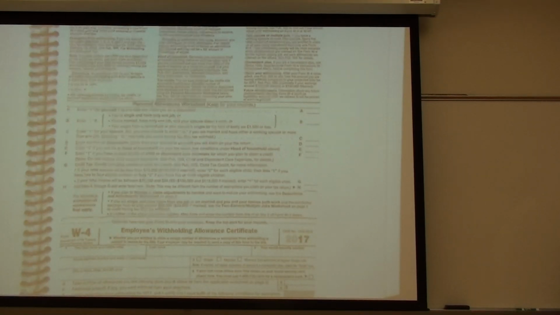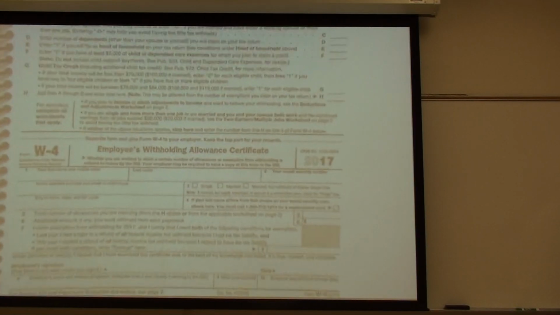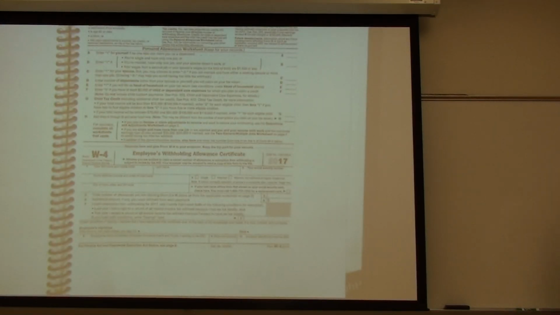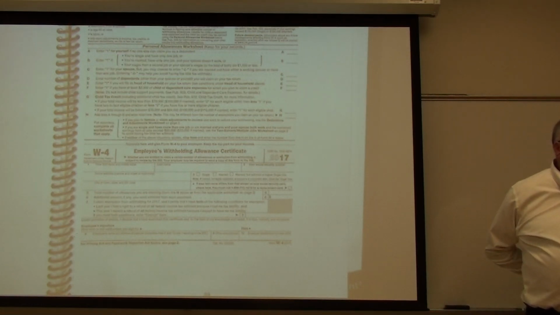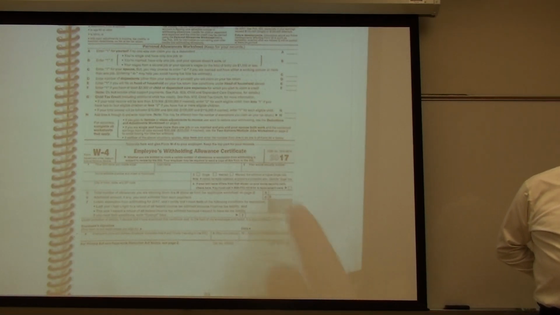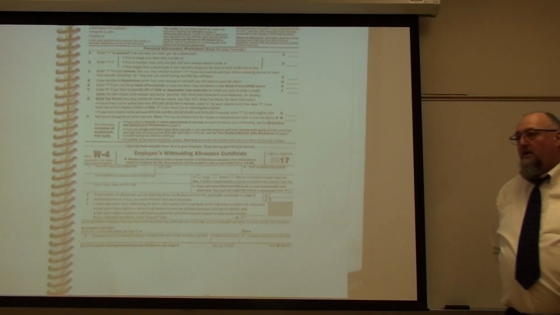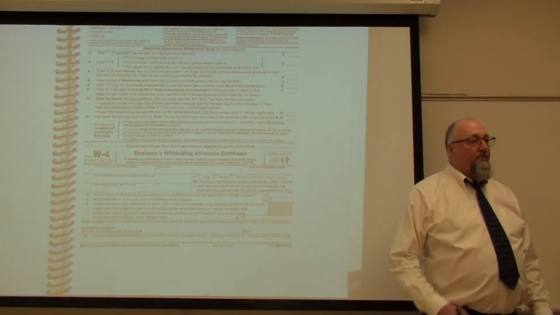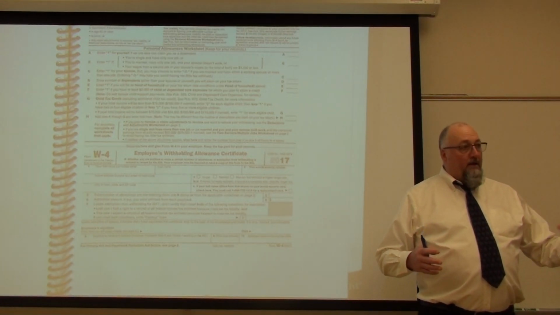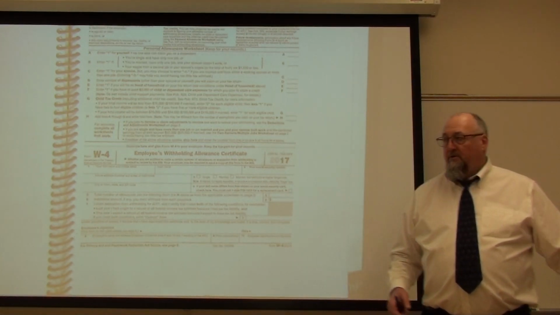All right, W-4, next page. I'm not going to spend a lot of time on this. They've come out with a new version of this, which is a lot longer. But this is when you hire an employee or when they want to make a change to their withholding amount. This is where the employee will fill this out and tell you as the employer how many exemption allowances they want to have, so you can calculate how much to withhold on that table I showed you.